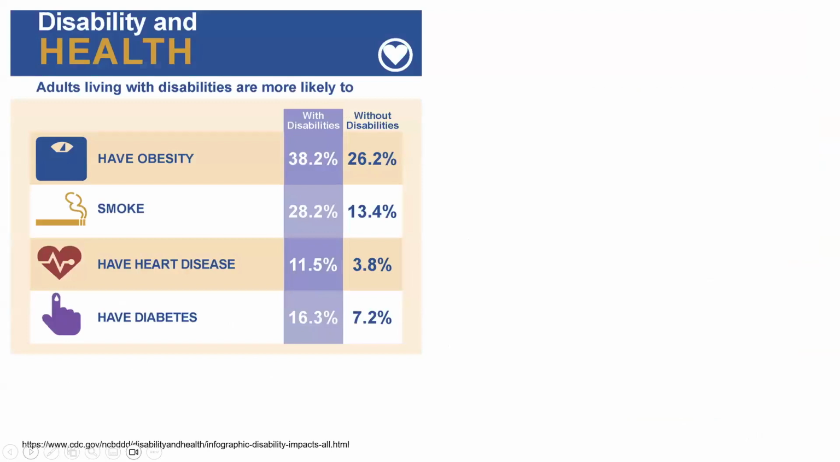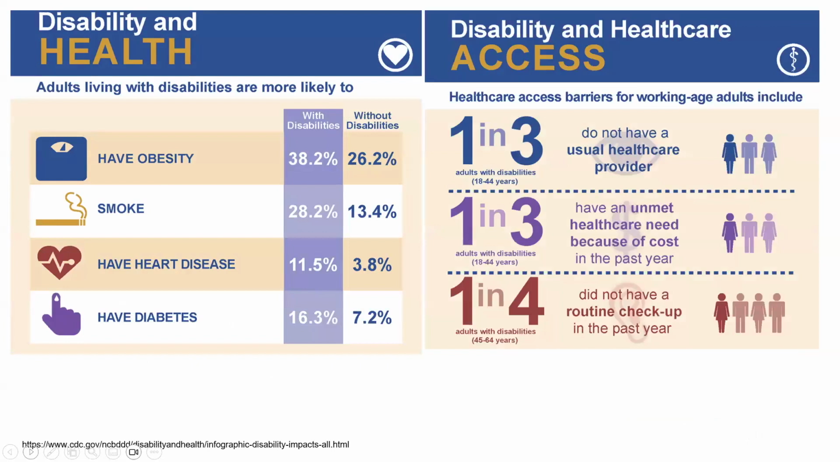And ableism has an impact. When you look at disability and health, adults living with disability are much more likely than adults living without disabilities to have obesity, to smoke cigarettes, to have heart disease, to have diabetes. And they have significantly more barriers to accessing healthcare services. A third of adults with disabilities don't have a usual healthcare provider or a primary care provider. A third have an unmet healthcare need because of cost in the past year. And a quarter didn't have a routine wellness checkup in the past year.